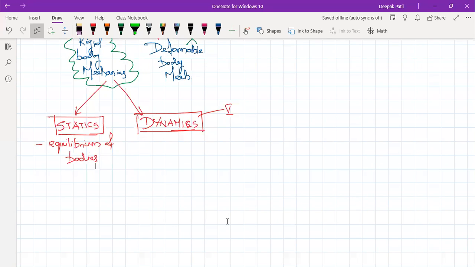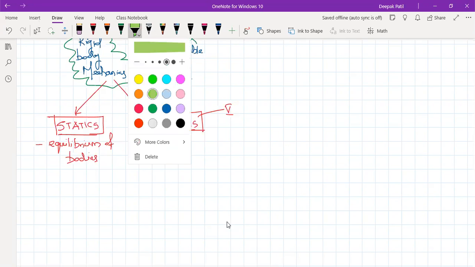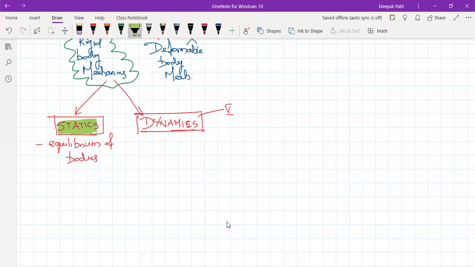You should be very clear in your mind what is the meaning of equilibrium. Equilibrium means the bodies which are either at rest or if the bodies are having some motion with a constant velocity. So when you deal with such kind of bodies, either which are at rest or which are moving at a constant velocity, that kind of study is actually called statics, right?